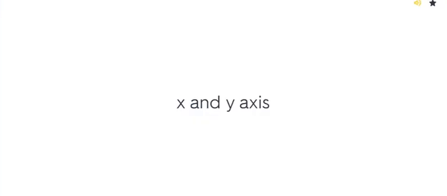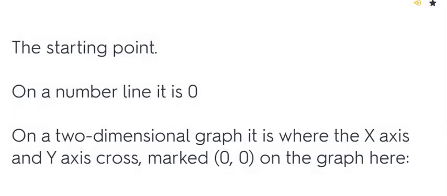X and Y axis. X to the left and Y to the sky. Origin. The starting point on a number line. It is 0 on a two-dimensional graph. It is where the x-axis and y-axis cross, marked on the graph here.